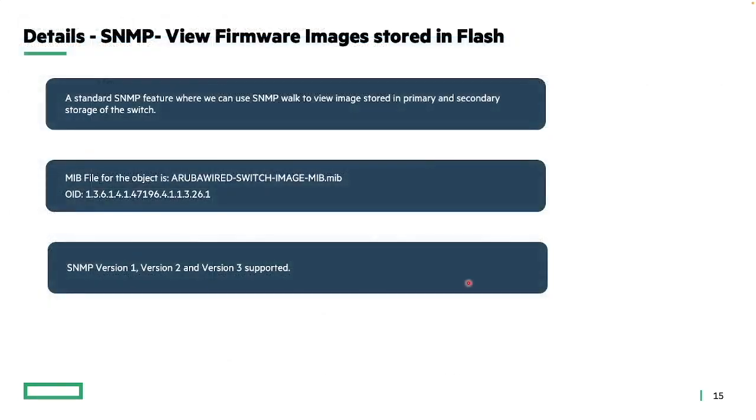Okay. Getting into the second enhancement, we are talking about view firmware images stored in flash, a standard SNMP feature where we can use SNMP walk to view the image stored in primary and secondary storage of the switch. Yes, and why we need that, we talked about that in the use cases as well. Very important to know what we have in our flash memory. The MIB file for this object is under this folder, and the specific OID for that is this. You can have all three versions, 1, 2, and 3, supported with this particular feature.